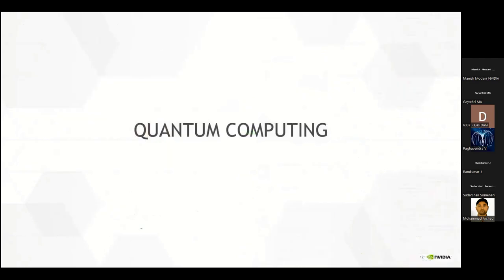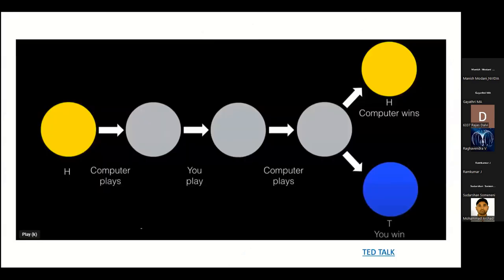With that, now I would like to start the quantum computing side. I'm sure many of you know about quantum computing. I would like to start with a little bit of background about quantum computing, and then I will come to the simulator side.